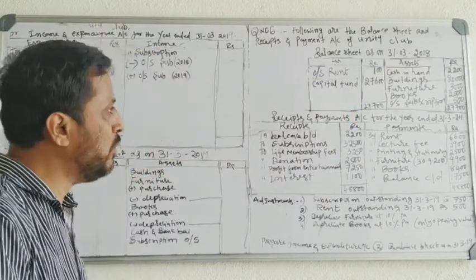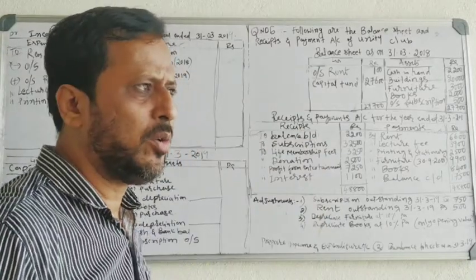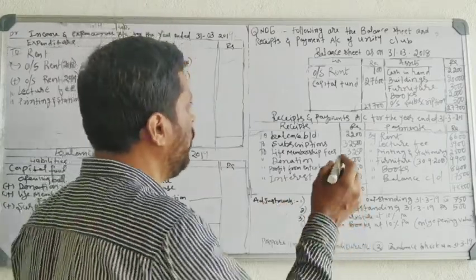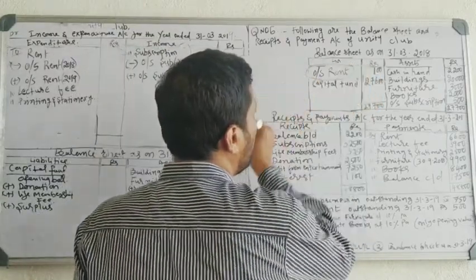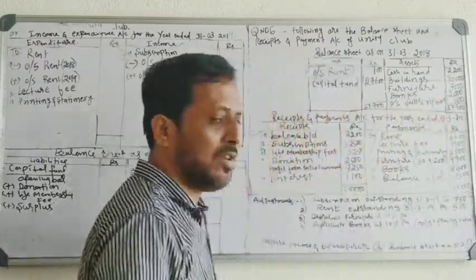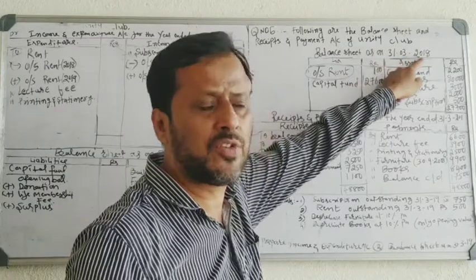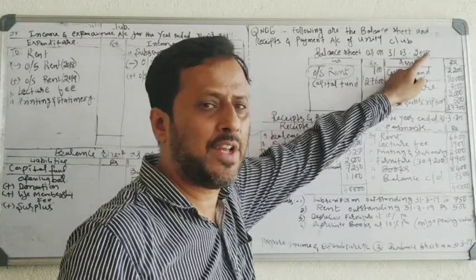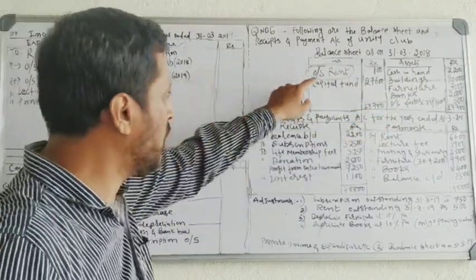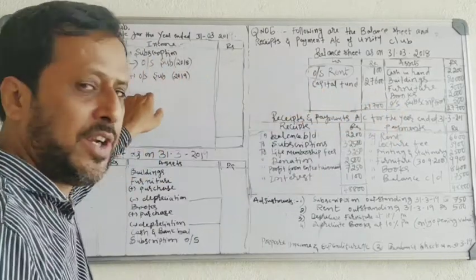So what you have to do, you have to see the outstanding items. You have to see in the balance sheet how many outstanding items were given. There are two outstanding items. One is outstanding rent, another is outstanding subscription. This is last year outstanding. The balance sheet is on 31st March 2018. Last year outstanding amounts you have to deduct here.